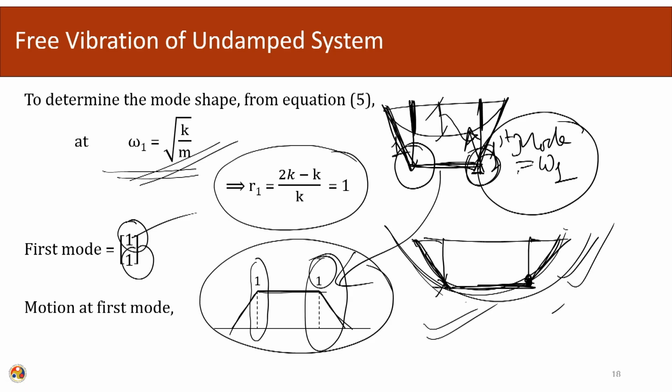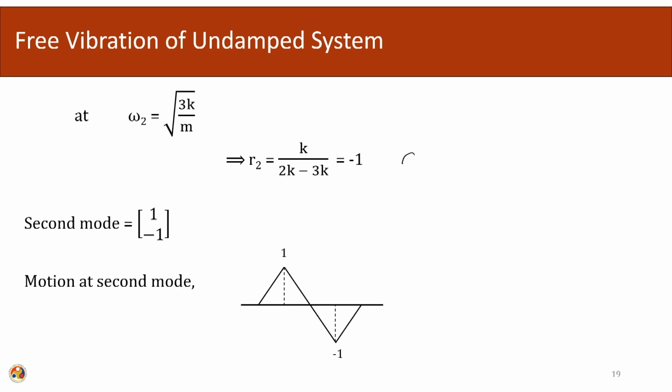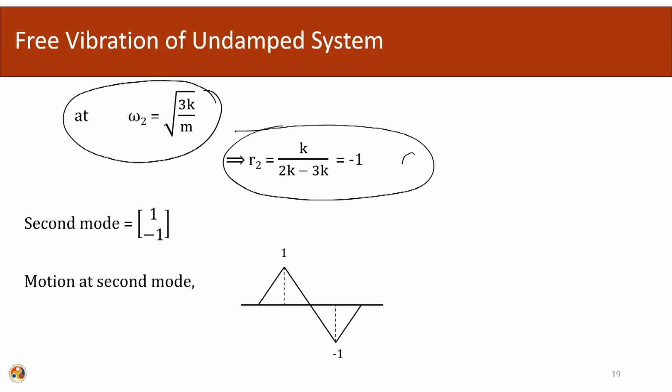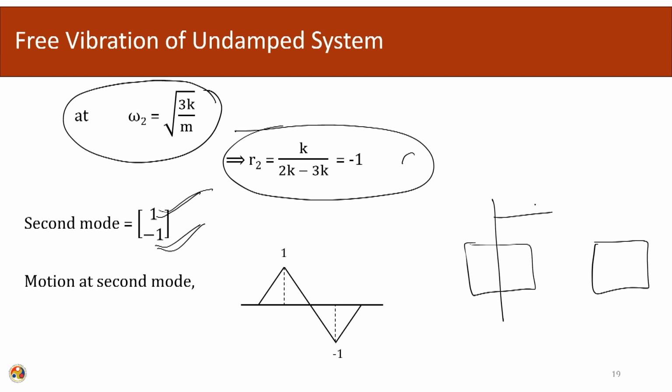Now, we looked into the second frequency. The second frequency has a value, and again we evaluate the value of R2, depending upon the equation that we have. In the second mode, if the first mass moves 1 unit positive, then the second will move 1 unit negative. It simply means that if these are the two masses, and we move this one 1 unit positive, the other one is going to move 1 unit towards the negative.